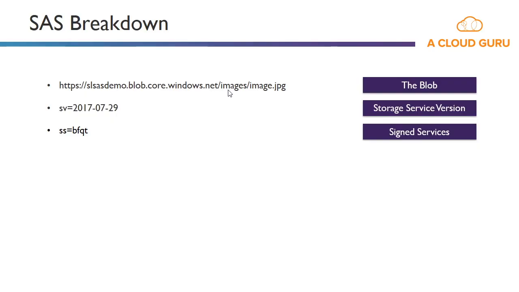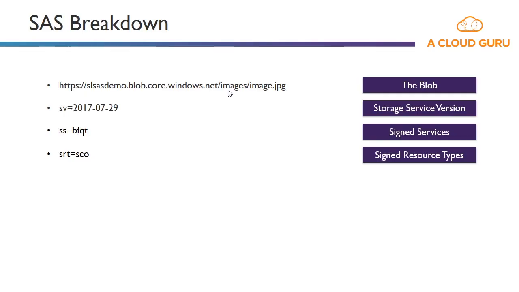Now, it's very simple actually. The B stands for blob, the F is for file, the Q is for the queue service, and T is for table. So these are the signed services which are accessible with the account SAS. Then we have SRT, in my case, equals SCO. So these are the signed resource types. The S stands for service, so this is access to service level APIs. The C is for container, so access to container level APIs. And then finally we have the object itself.